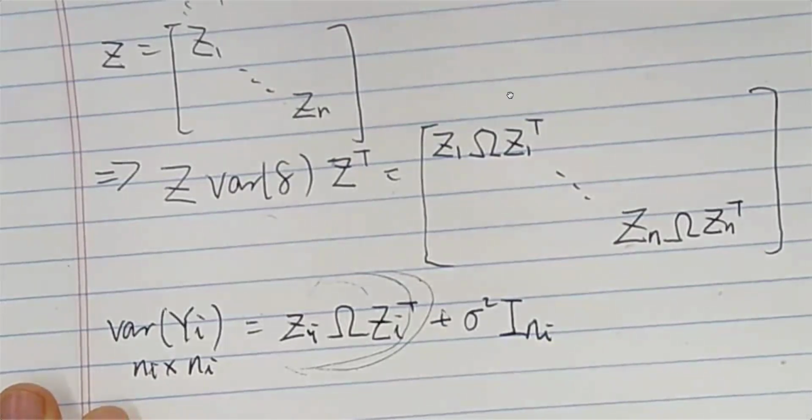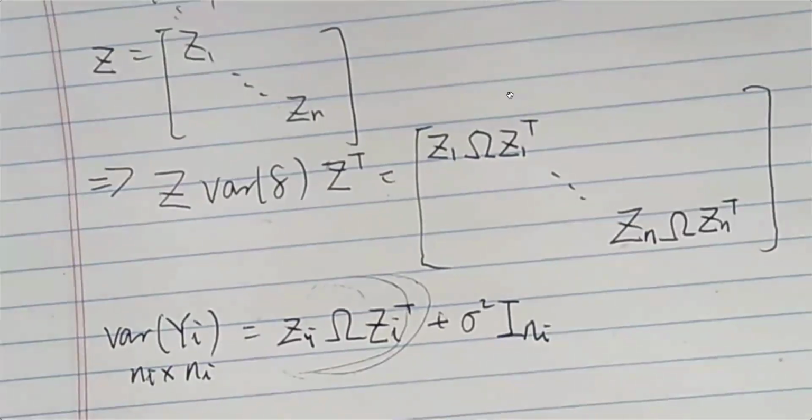Okay, so this is the variance decomposition perspective. We can decompose the variance into the random effect part and the fixed effect part.